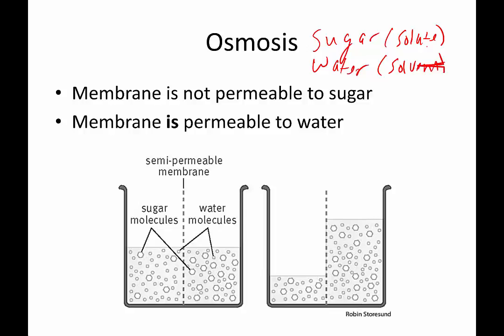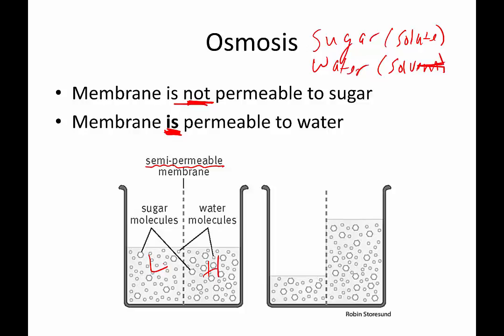In this beaker, we have a membrane, and it says semi-permeable. It's important to note here that this membrane is not permeable to sugar. However, it is permeable to water. If it was permeable to sugar, we would just have regular diffusion happening here. But because it's not permeable to sugar, we have osmosis happening. On the right-hand side, we have a high concentration of solutes. On the left-hand side, we have a low concentration of solutes. Again, this membrane is permeable to water, but not sugar. So you're not going to have diffusion, you're going to have osmosis.